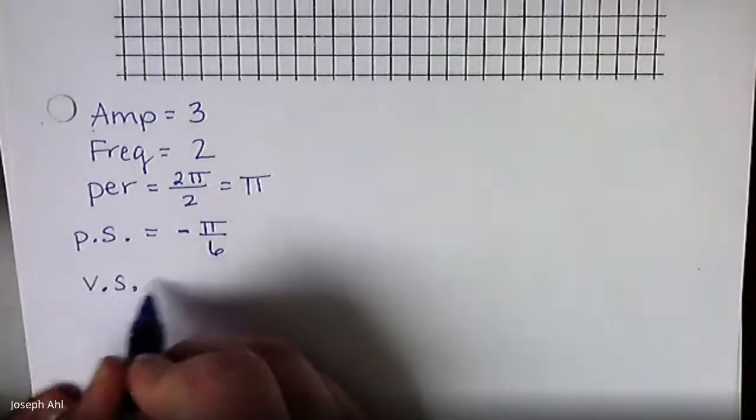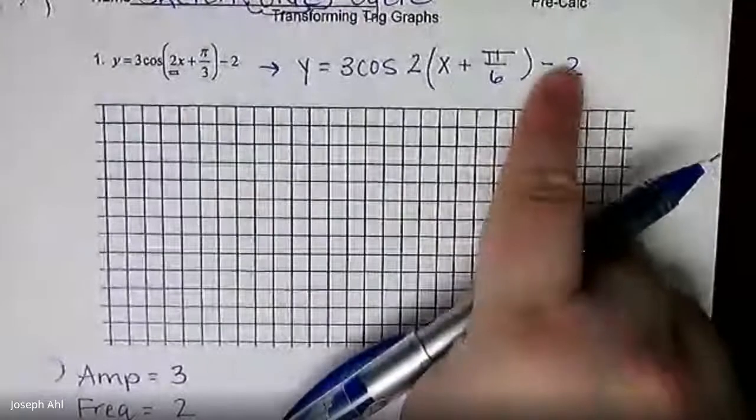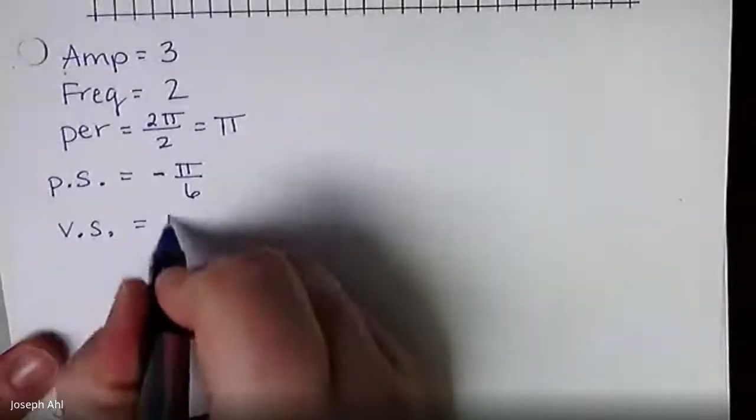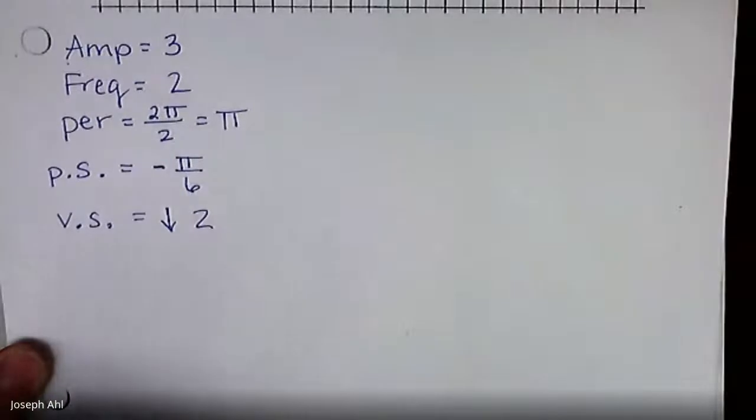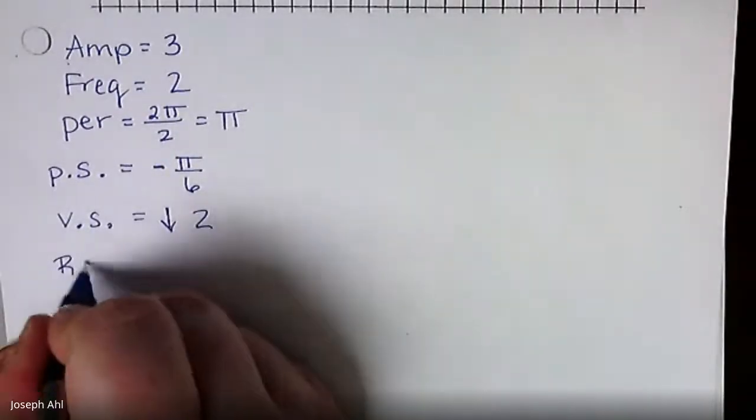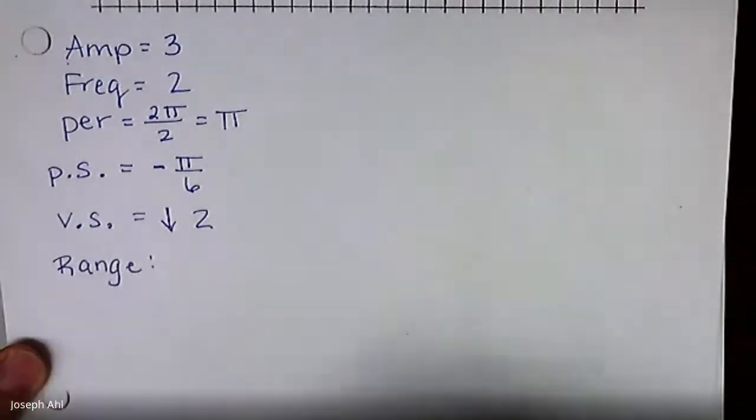All right, then we have a vertical shift. We are moving up and down. It's going to actually move down 2. So there's a lot of good info that we get just from the equation in terms of some of the transformations that are happening. The next thing I want to talk about is what's the range of this graph?